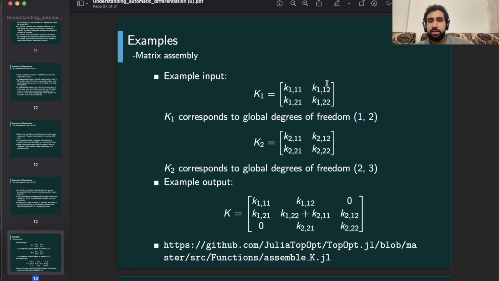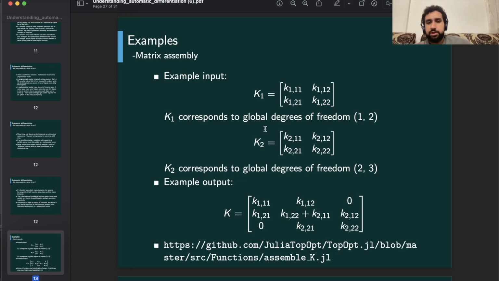So in this case, I have my K1 matrix, which corresponds to the 1 and 2 degrees of freedom, and so what I want to do is put K1 at this top corner here, which is the 1, 2 by 1, 2 block. Then I have my K2 matrix here, which corresponds to the 2 and 3 degrees of freedom. So I want to put it in this bottom corner to correspond to the 2, 3 by 2, 3 block, or this 2 by 2 block, but where the rows and the columns are 2 and 3, corresponding to the degrees of freedom of the element.